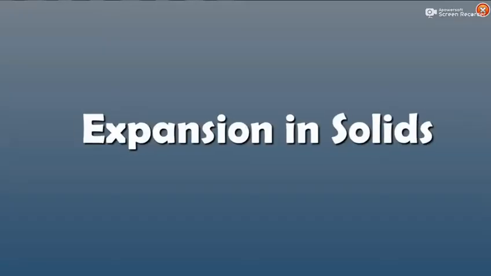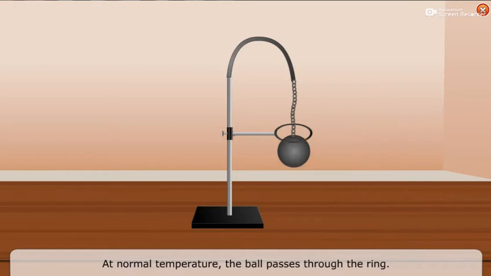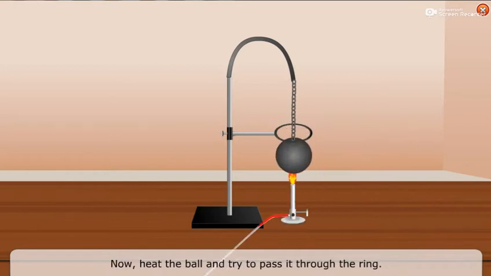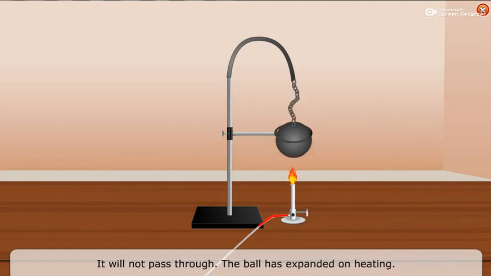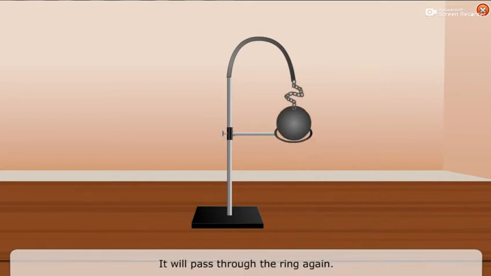Expansion in solids. In a ring and ball apparatus, the apparatus consists of a metal ring and a metal ball. At normal temperature, the ball passes through the ring. Now, heat the ball and try to pass it through the ring. It will not pass through. The ball has expanded on heating. Cool the ball to normal temperature. It will pass through the ring again.